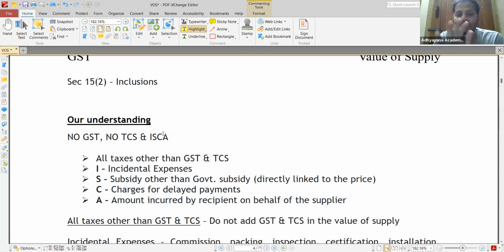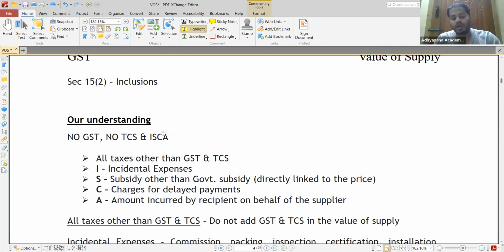So first point, no GST, no TCS. It means you have to add all taxes other than GST and TCS. Service tax, add. Customs duty, add. VAT, add. Duty, add. All taxes you have to add, other than GST and TCS. GST you have to eliminate to find the value of supply, because on that value of supply you will levy GST. Similarly, TCS is tax collected at source. This is income tax TCS, which you collect from the customer itself. TDS, on the other hand, is deducted while paying or while booking the expense entry, whereas for TCS you collect the amount from the customer.